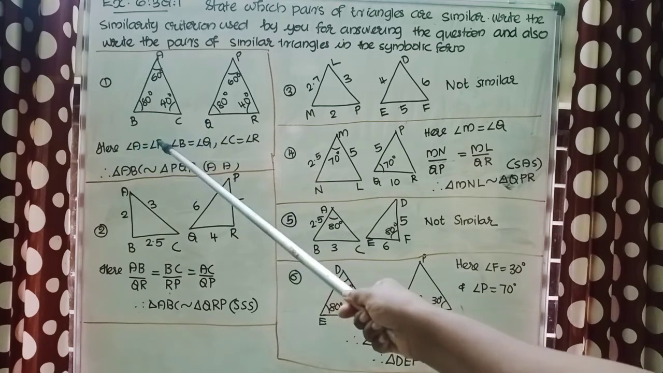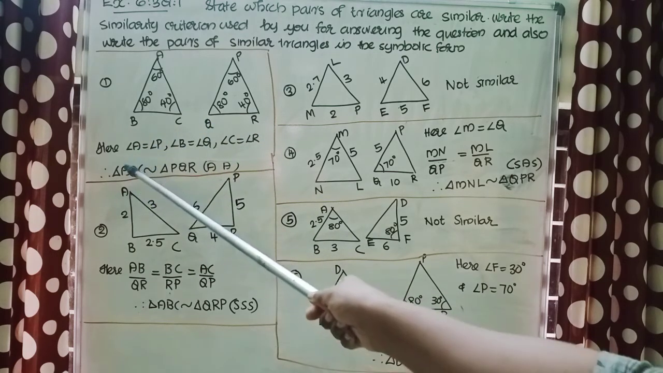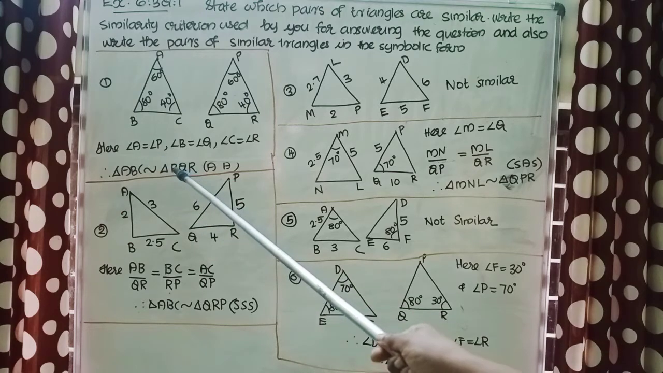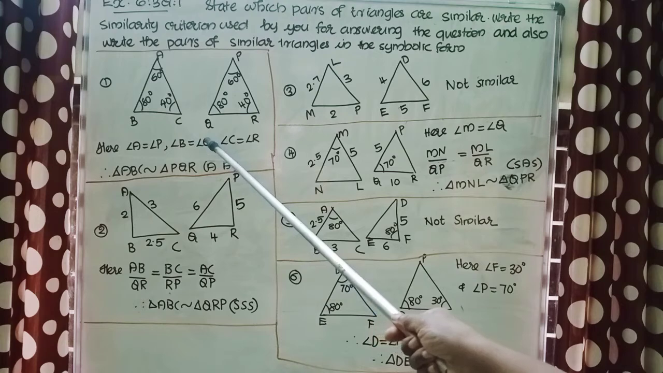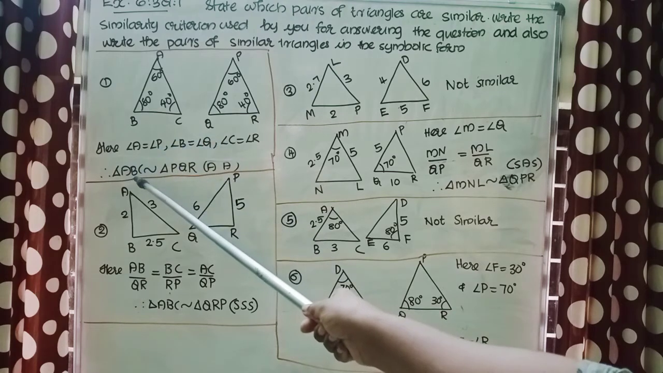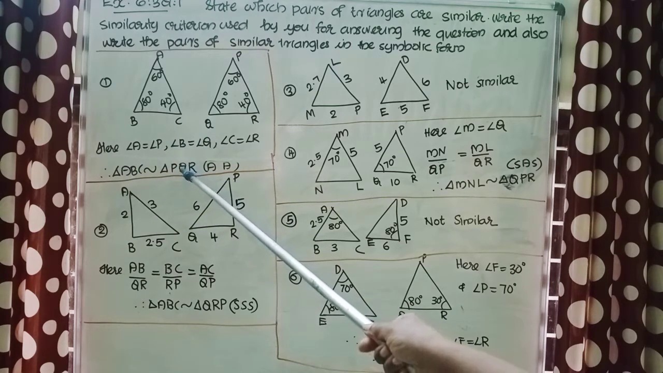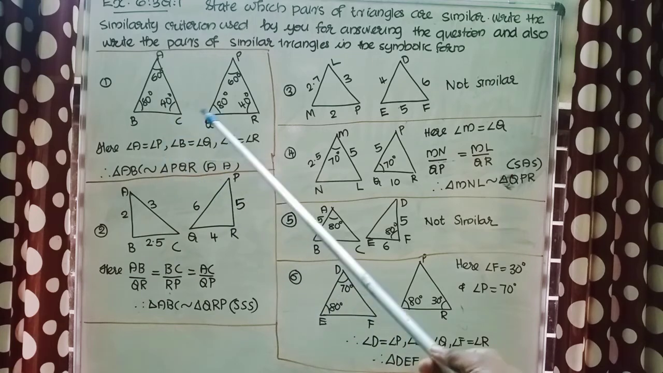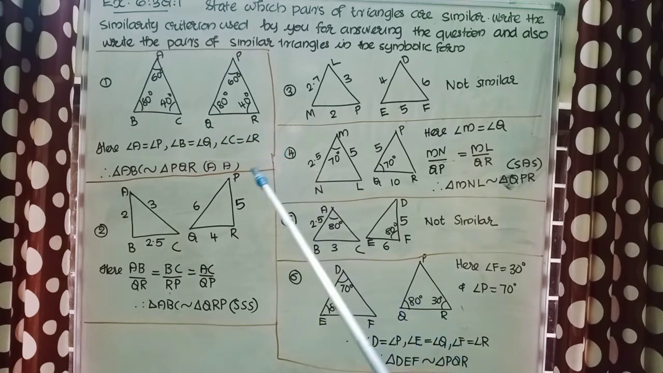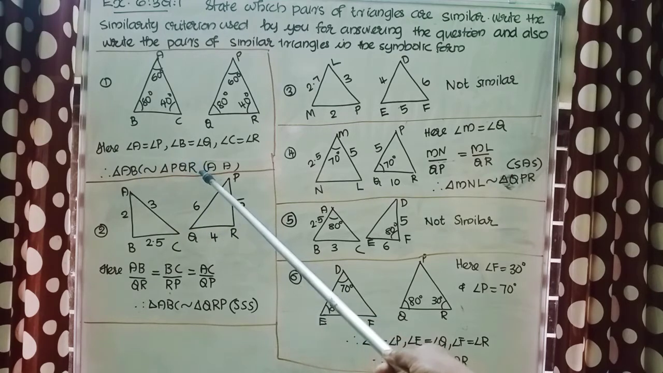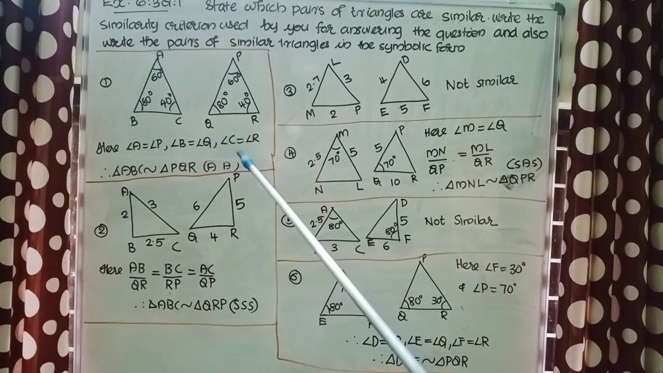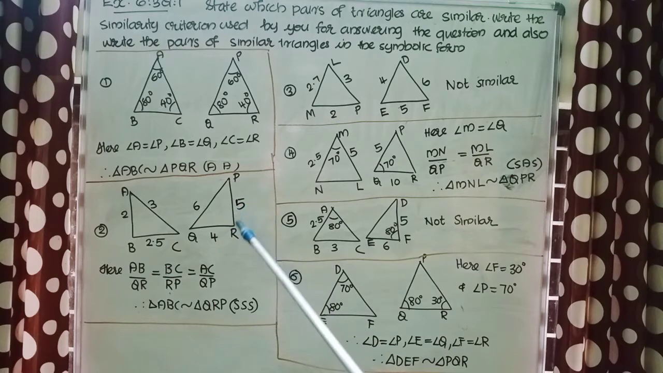Here angle A corresponds to angle P. I have written A first, so in the second triangle P should be first. Angle B corresponds to angle Q. So here angle B is second, here also angle Q is second. Third one is angle C corresponds to angle R. So here angle C is in the third position, here also angle R in the third position. That order you should keep properly.